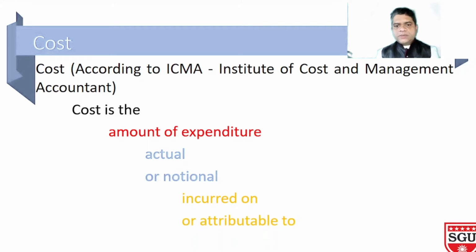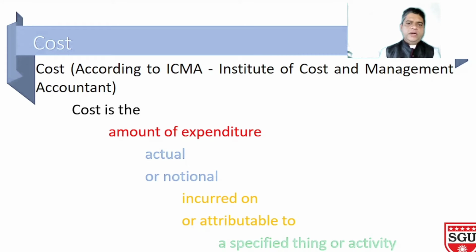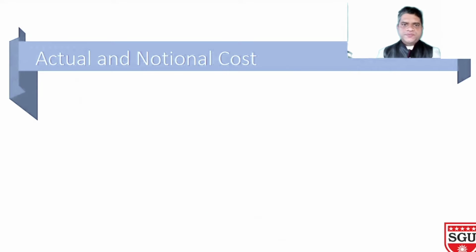So this cost may be either incurred or it may be attributable to services that we have enjoyed, or maybe the product that we have built. So it includes all the elements of cost. Now what we'll study is some examples of actual cost as well as notional cost.